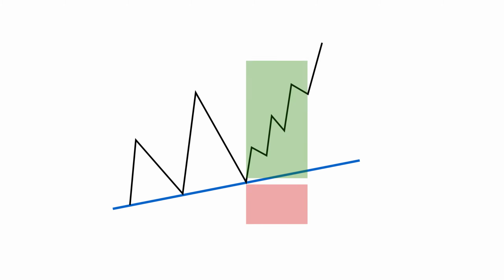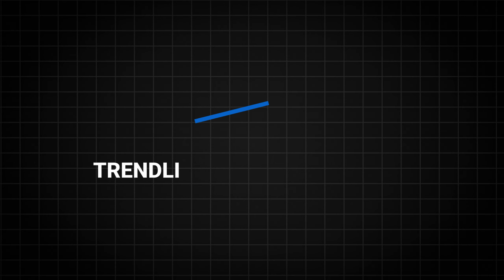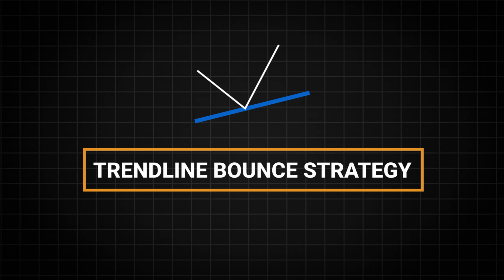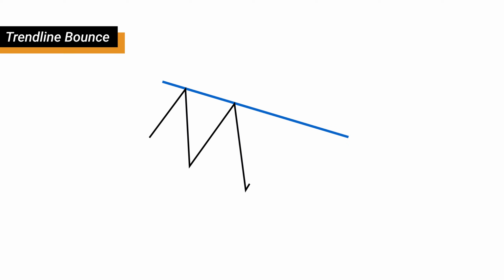Now that you know how to draw trend lines, let's talk about how to actually trade using these lines. Trading with trend lines is all about finding points of entry where the market respects the trend line, providing high probability trades. The first one is the trend line bounce. A common strategy is to look for price to bounce off the trend line, continuing the trend.